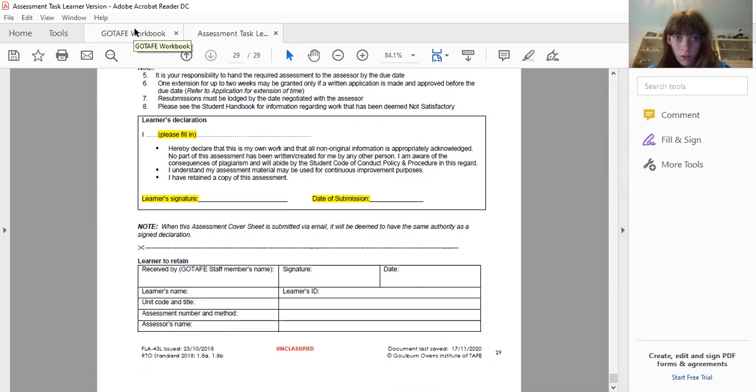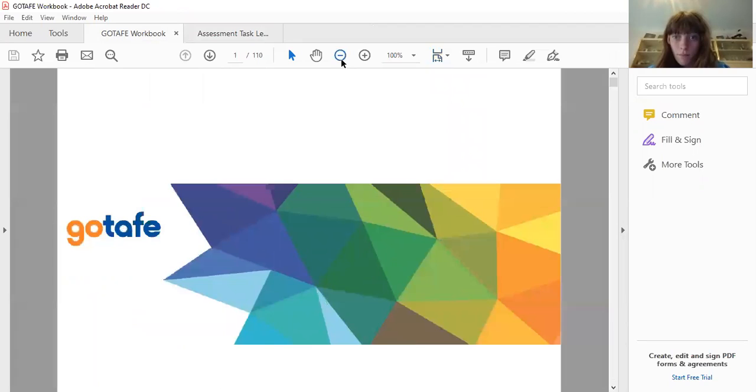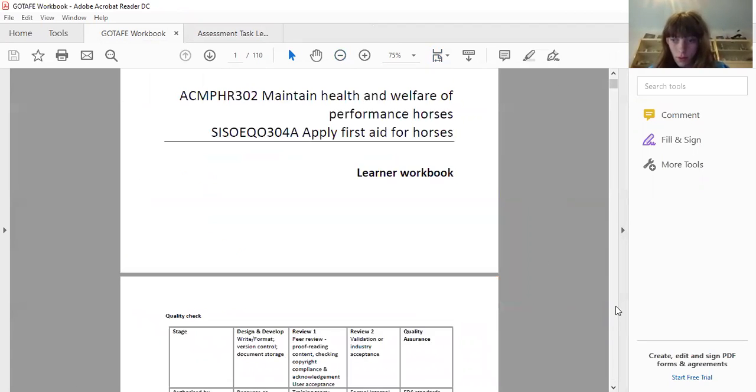Now, I am mindful that we're already at 3:30. That's just flown by. So what I'll do is I'll just quickly have a look at this workbook. Can you see that on your screen? Yep. Okay, so this learner workbook, don't panic, but it's 110 pages.